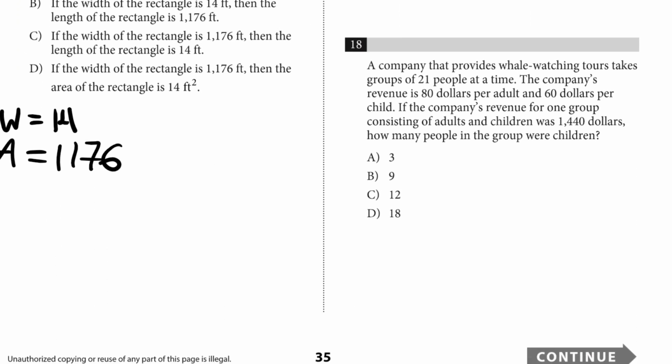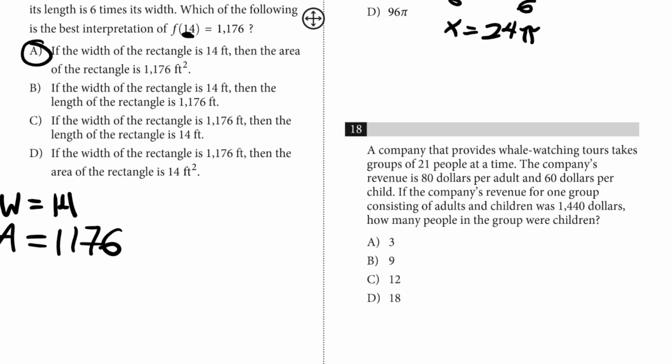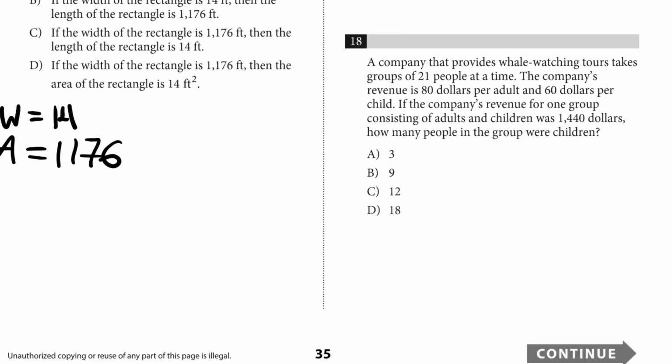Number 18. A company that provides whale watching tours takes groups of 21 people at a time. The company's revenue is $80 per adult and $60 per child. If the company's revenue for one group consisting of adults and children is $1,440, how many people in the group were children?